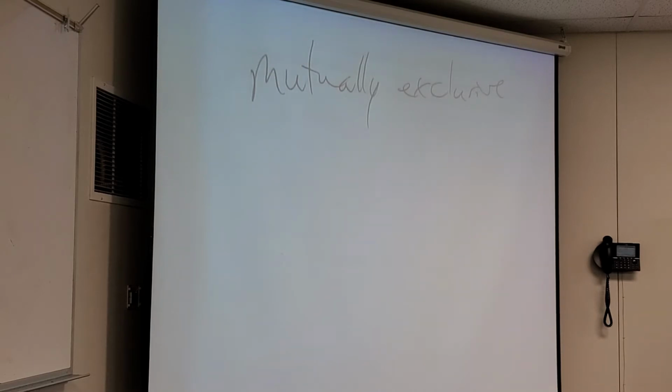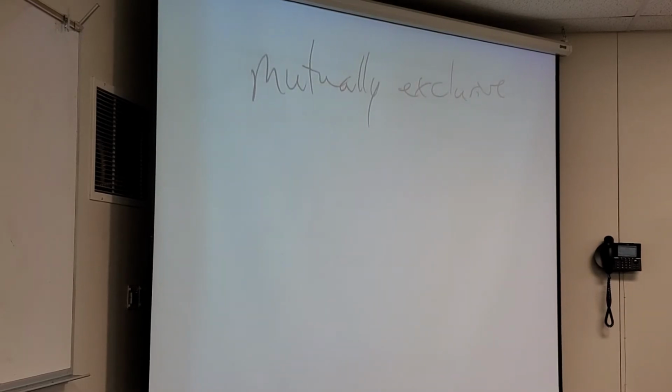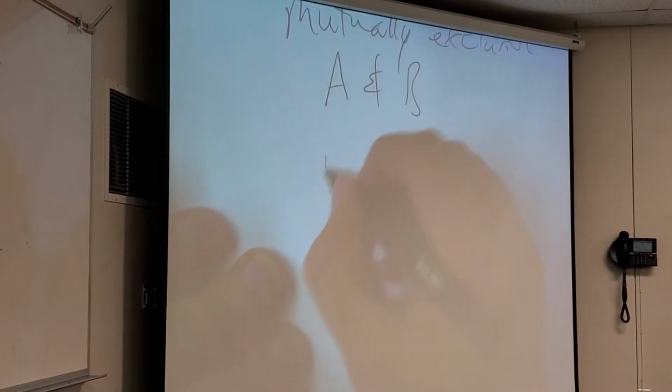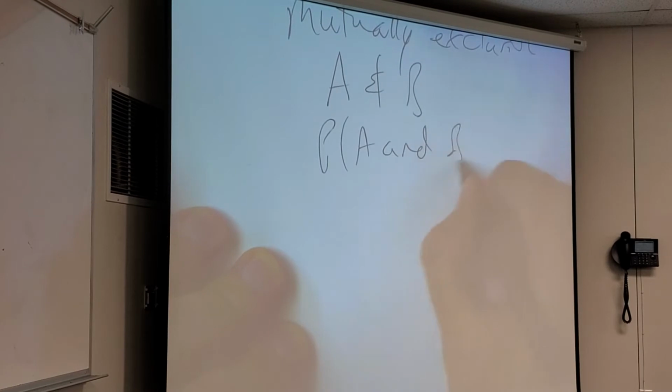So, if I tell you that A and B are mutually exclusive events, what's the probability of A and B? 0. Yes.